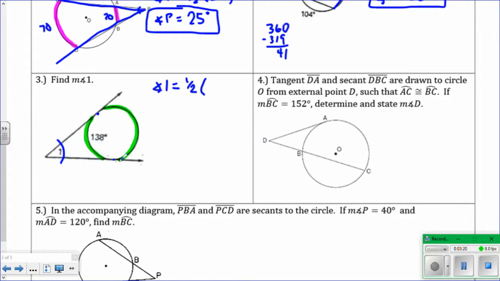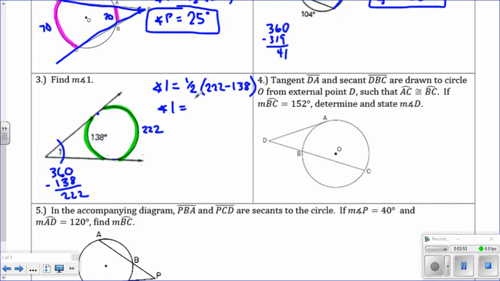Now the larger one here we don't have. We do have the smaller one, which is the 138. So we have to find that larger intercepted arc. Well, again, a full circle is 360. And if you subtract that 138, you're going to have the rest of the circle. So it comes out to be 222. So this is the arc over here, the larger one. And then we can find angle 1 by subtracting 222, that intercepted arc, and the smaller one, 138. If you subtract those 2 arcs, you get 84, and half of 84 is 42. So angle 1 equals 42 degrees.